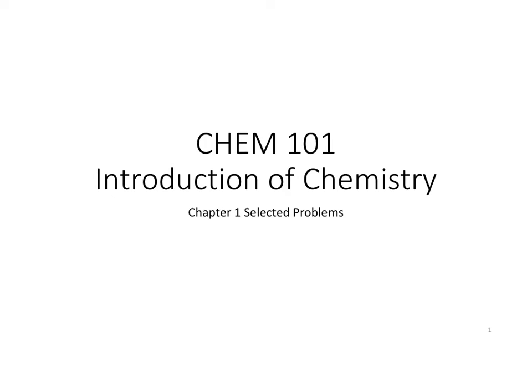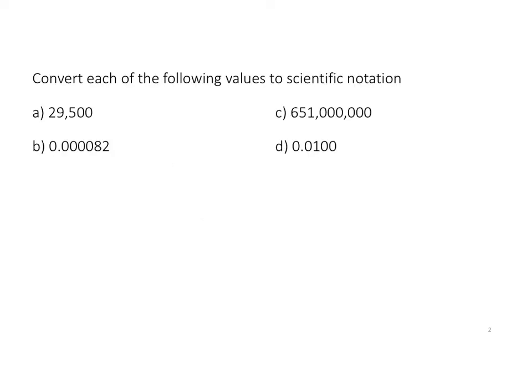Okay, we are going to do some Chapter 1 selected problems. This is Chemistry 101. It says convert each of the following values to scientific notation. Now, scientific notation is helpful, especially when you have big numbers.